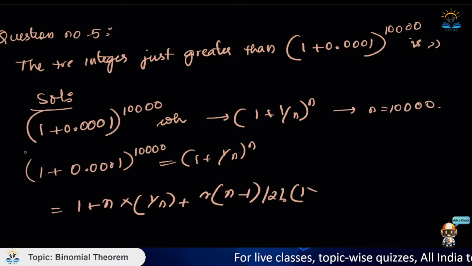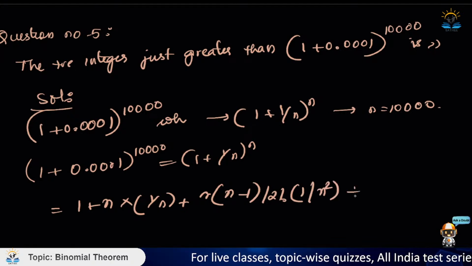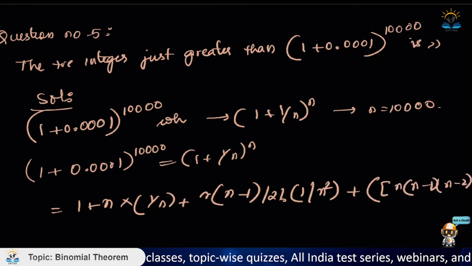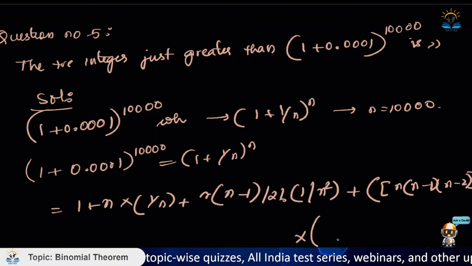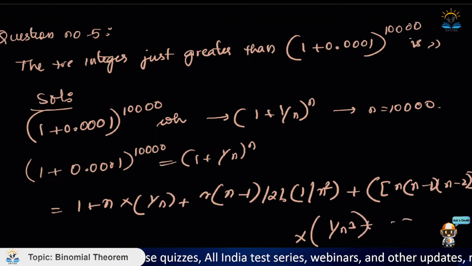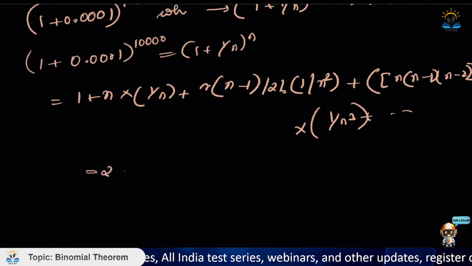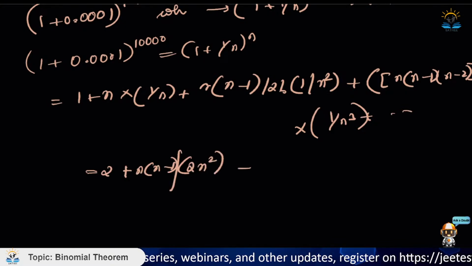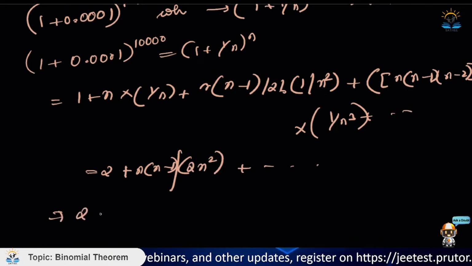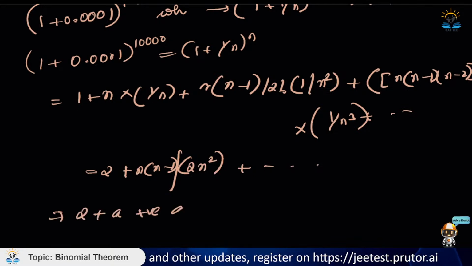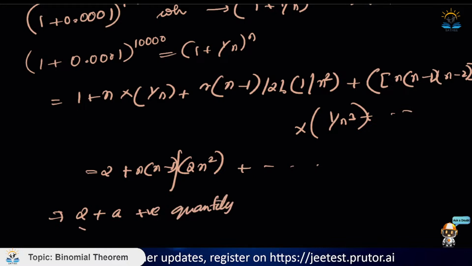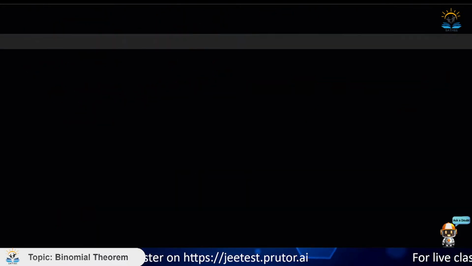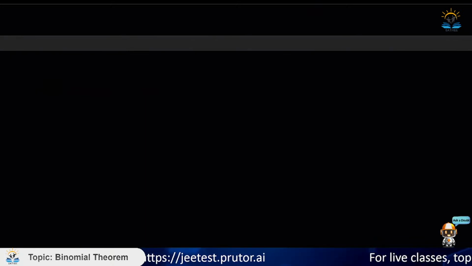Okay, so basically we have 1 divided by n square plus times of n into n minus 1 into n minus 2 divided by 3 factorial into times of 1 by n cube plus dot dot dot. So this can be written as 2 plus times of n into n minus 1 divided by 2n square plus dot dot dot. So therefore we can say 2 plus times of a positive quantity. Okay, now a positive quantity is greater than 2, so therefore we can rather say it is greater than 3.